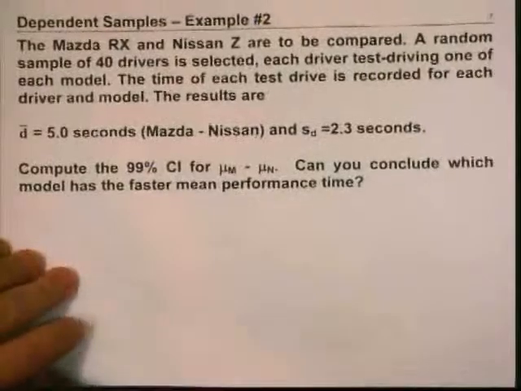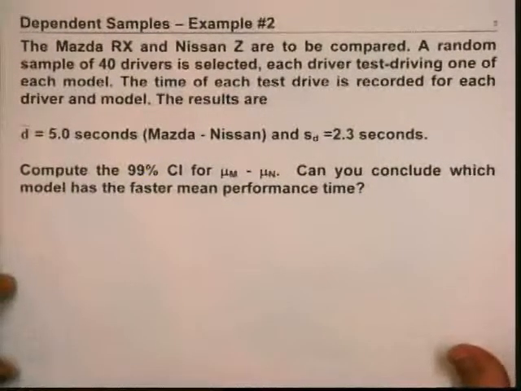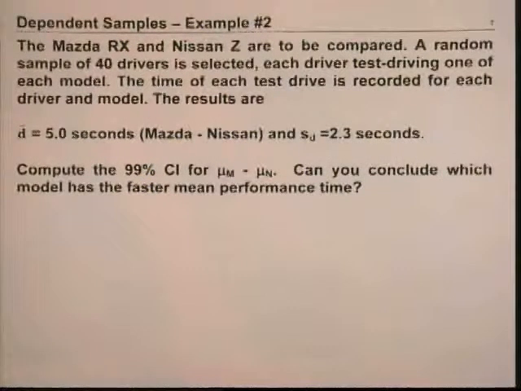All right, Mazda RX and Nissan Z are to be compared. That's a series of cars. I'm not sure what generation of RX we're up to now, but okay. A random sample of 40 drivers is selected, each driver test driving one of each model. The time of each test drive is recorded for each driver and model, and the results are given by D bar equal to 5 seconds when I measure Mazda minus Nissan, and the standard deviation of those differences is 2.3. Compute a 99% confidence interval for Mazda minus Nissan.